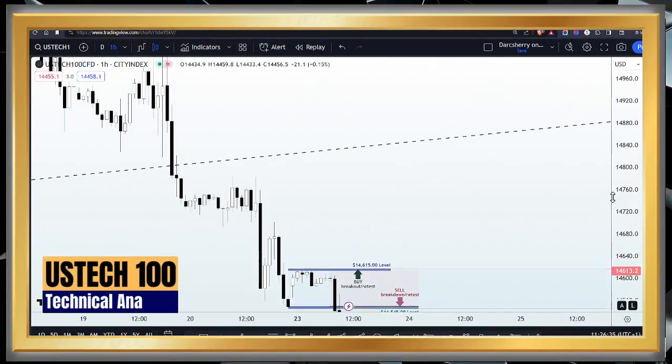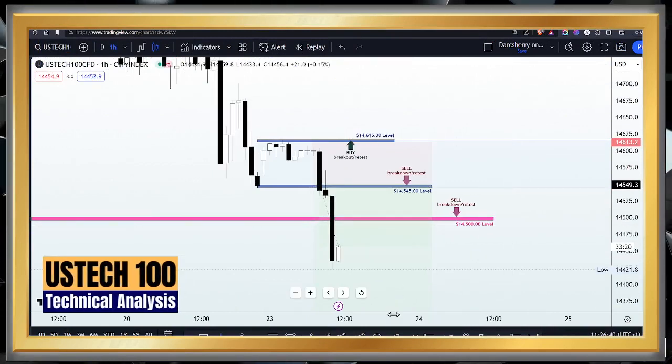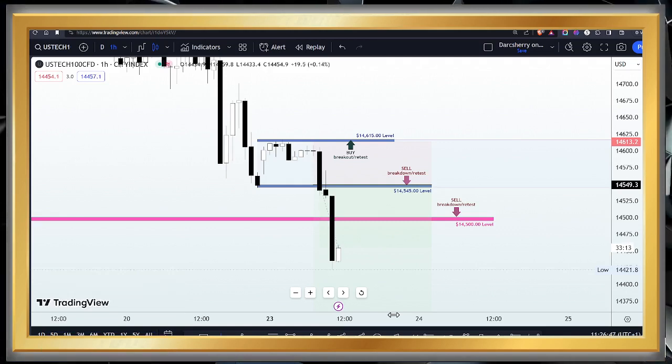So the next asset on our watch list for today is the USTech100, which is popularly known as the Nasdaq. And in fact, I have two sell positions running at this particular point in time, which is giving us a signal that we are likely going to be seeing a sell-off in this market after such a long time. Remember, this market has been on a very strong bullish momentum since the beginning of the year, and it appears we're beginning to see sellers gradually come into this market.